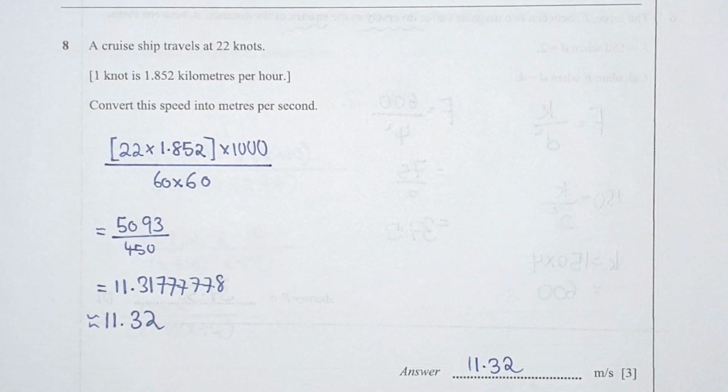Question 8, 22 knots times 1.852, okay, multiply it by 1000, because from kilometers to meters there's a 1000 difference, and from hours to seconds there are 60 minutes, and each minute has 60 seconds. So the result for it will be 11.32 meters per second.